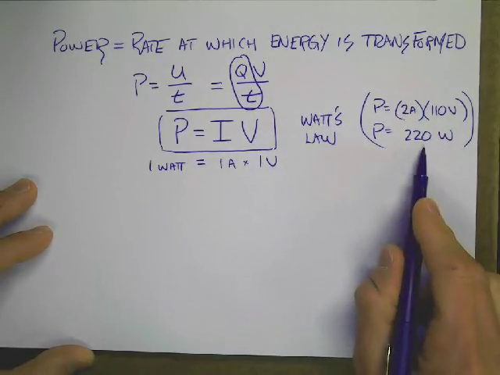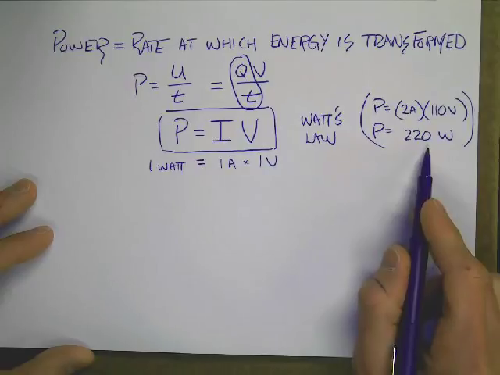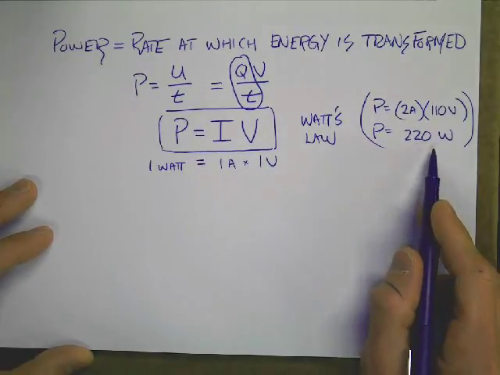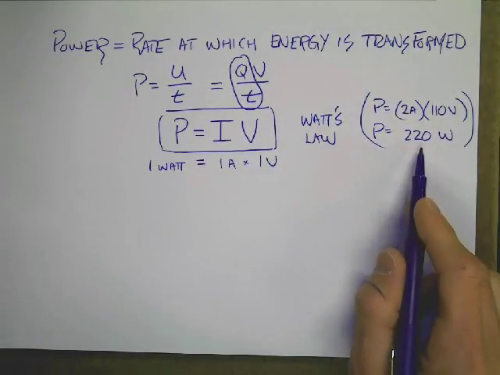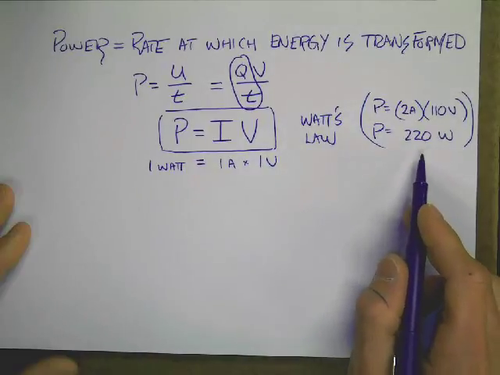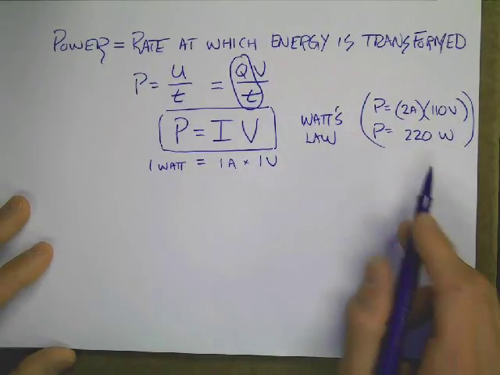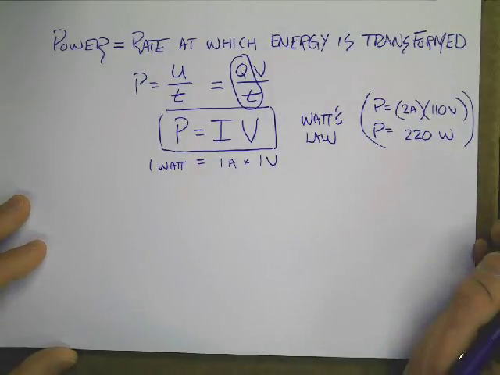So that 220 watts tells you the rate at which electrical energy is being converted into other forms in your drill or your saw or whatever it is. Okay, so that's what that means.